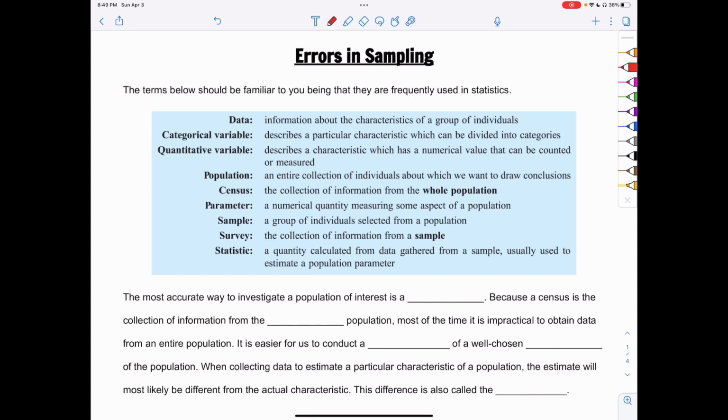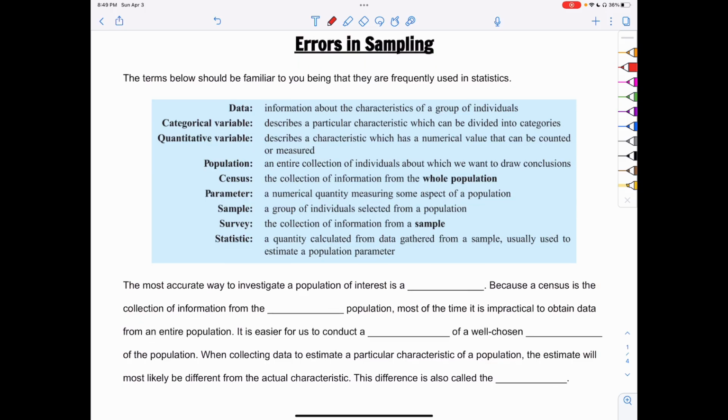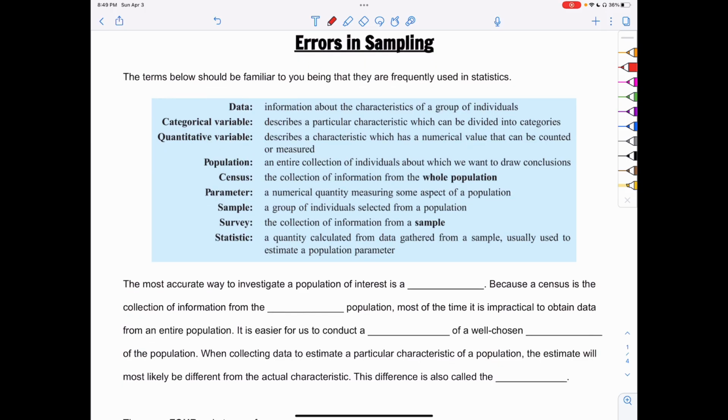Hello, today we're going to talk about errors in sampling and we're also going to talk about sampling methods. So let's first talk about the errors in sampling. The terms below should already be familiar to you, being that they are frequently used in statistics. So take a moment to read through those and pause the video if need be.